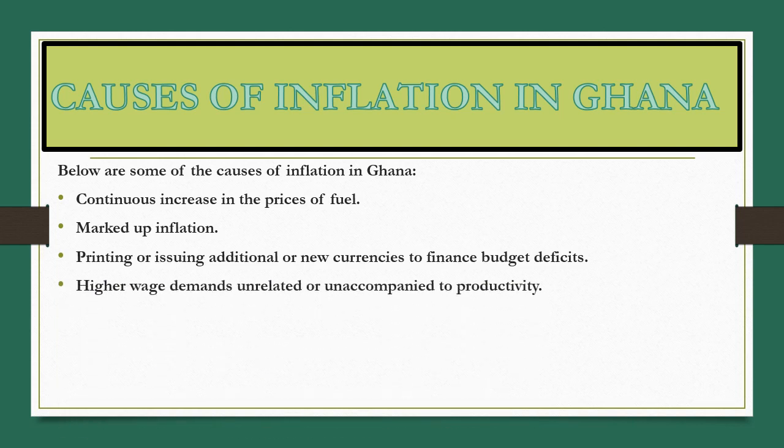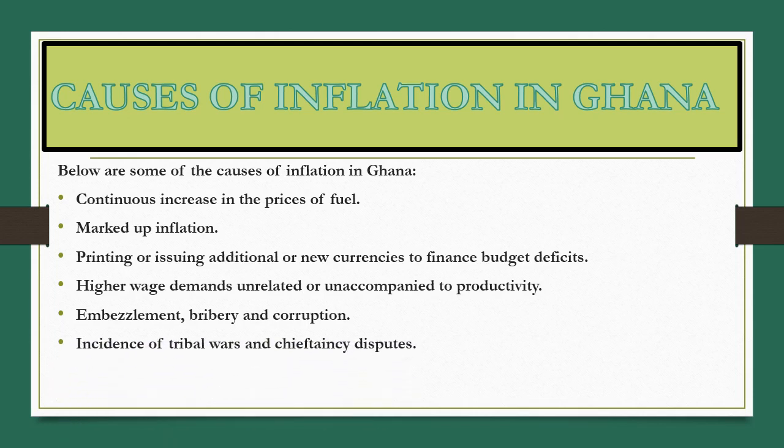4. Higher wage demands unrelated or not accompanied by productivity. 5. Embezzlement, bribery, and corruption. 6. Incidents of tribal wars and chieftaincy disputes. So whenever there are tribal wars and chieftaincy disputes, what happens? Production stops. So what happens? It creates shortages, and the result is an increase in prices.